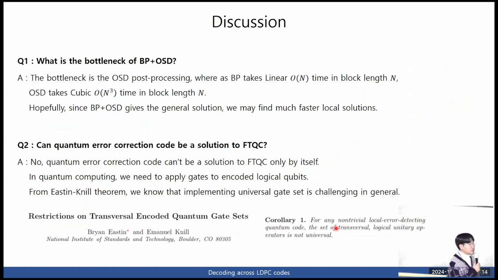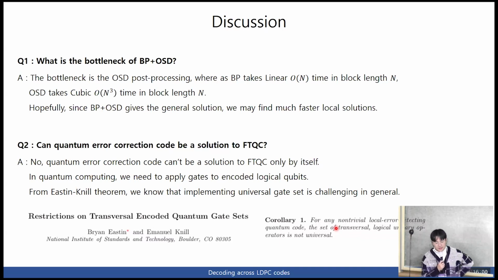I'd like to point out some discussions. First, what are the bottlenecks of BPOSD? The bottleneck is the processing time of OSD, which takes cubic time in the block length. Since BPOSD gives a general solution, hopefully we can find a much faster local solution for other problems. The second question is whether quantum error correction codes can be the solution for FTQC. But this is not quite true because, according to the theorem below, implementing a universal gate set is challenging in general. So we need other methods like magic state distillation and T-gate synthesis.